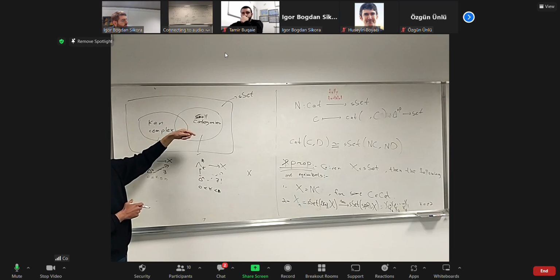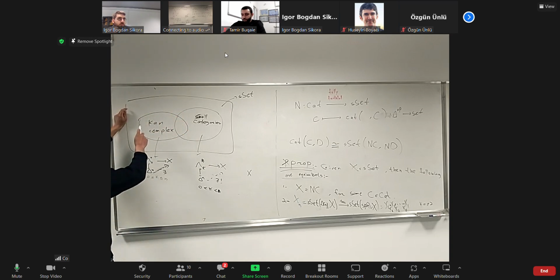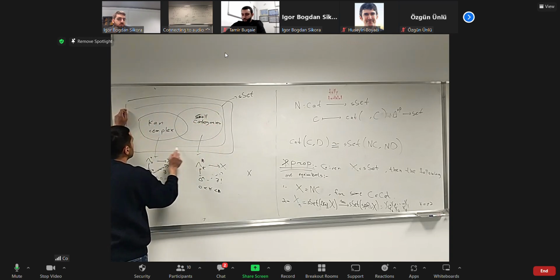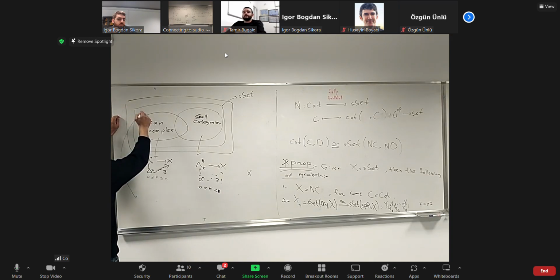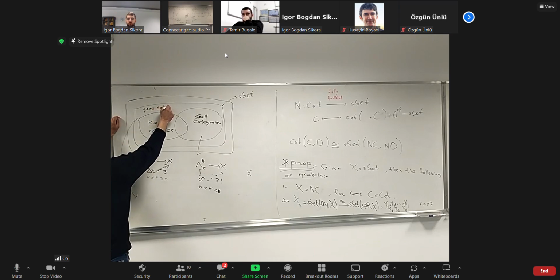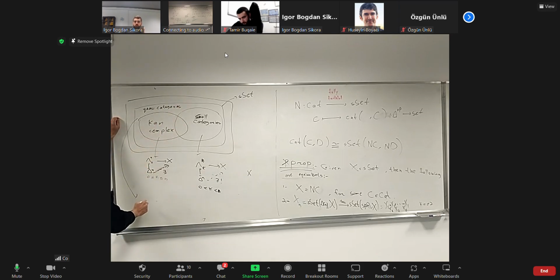And we want something that includes this and this inside the simplicial set. So if we think about the minimal property that includes both Kan complexes and categories, we want to generalize category and we want to generalize this. This will be quasi-categories. So one can see that the property will be quasi-categories. So quasi-categories will be simplicial sets that have this property of lifting.